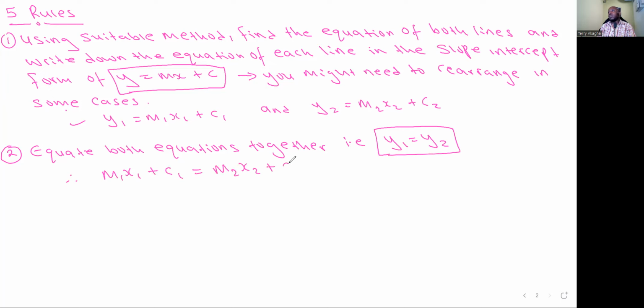Then, when you're done equating, you have to solve for x using the relevant algebraic technique. Remember, I've talked about basic algebra, so it's very important that you review the basic algebra concepts. Using the relevant algebraic techniques or methods, you will now solve to give you the value for x. So you solve for x using the relevant algebraic technique.